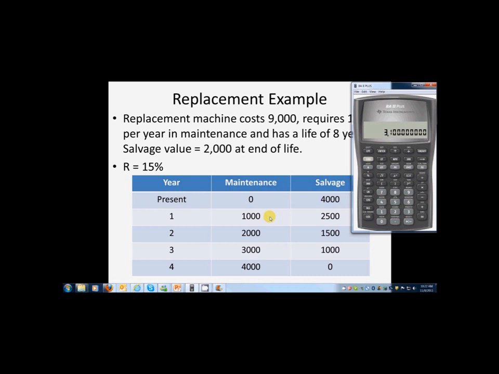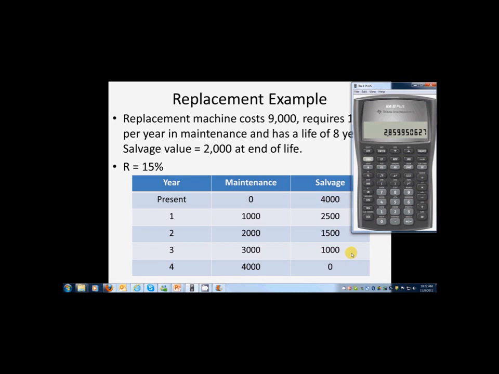Now, is that greater than the equivalent annual cost of the new machine? I think it is. Let's check. Recall 1. Yes, it is. And so we would immediately replace the machine because holding on to it for one more year is more expensive than buying the new one.